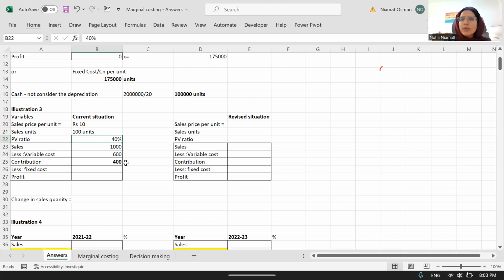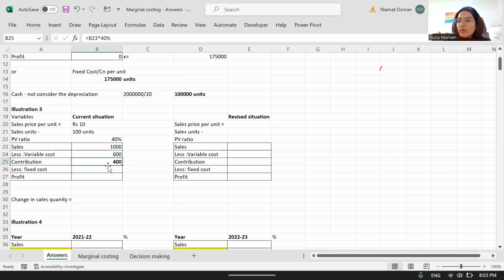Can everybody mute themselves? So PV ratio is what? Contribution divided by sales. Correct. So now if I want to get my contribution here, it is nothing but the 40% PV ratio into sales. That will give me 40% of 1000, which is 400 rupees.